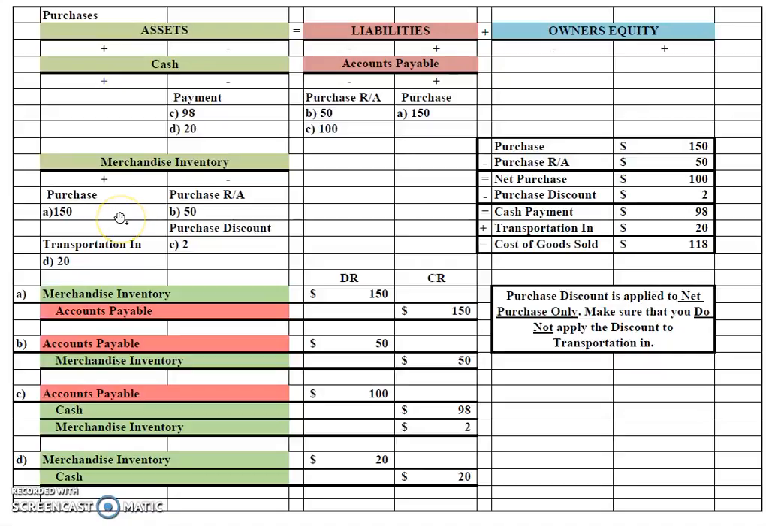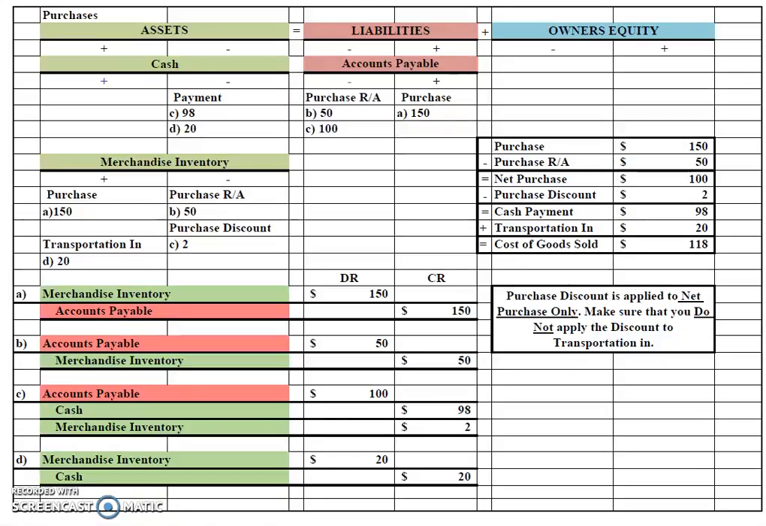The purchase is debited for $150. Merchandise inventory, it's the capsulation for everything. So merchandise inventory will be debited for $150, and accounts payable will be credited $150 for the purchase.